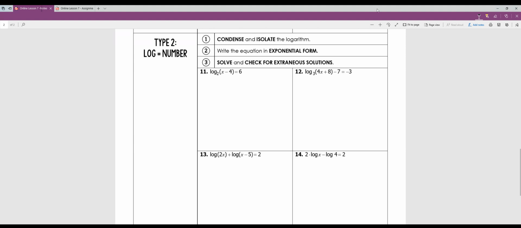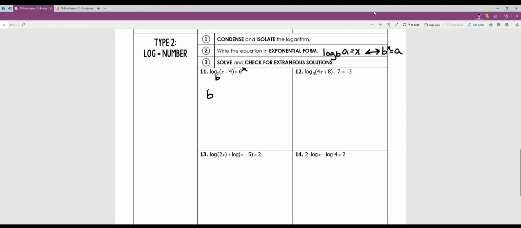and then we're going to solve and check for extraneous solutions. So if you forgot, log base b of a is equal to x is the same thing as saying b to the x power is equal to a. So in case you forgot how to go from log to exponential form. So let's take a look at number 11 here. We have nothing to really condense here, so we're going to go straight to putting that in exponential form. So log base 2, this is my b to the x power, 6 is my x.